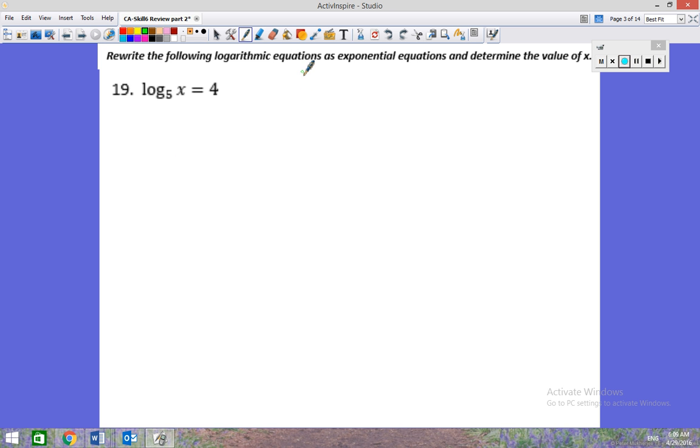Alright, rewrite the following logarithmic equations as exponential equations and determine the value of x. They want us to solve for x here. Alright, the base is 5. A logarithm equals an exponent. So we have 5 to the 4th power is equal to x, or x is equal to 625, I believe.